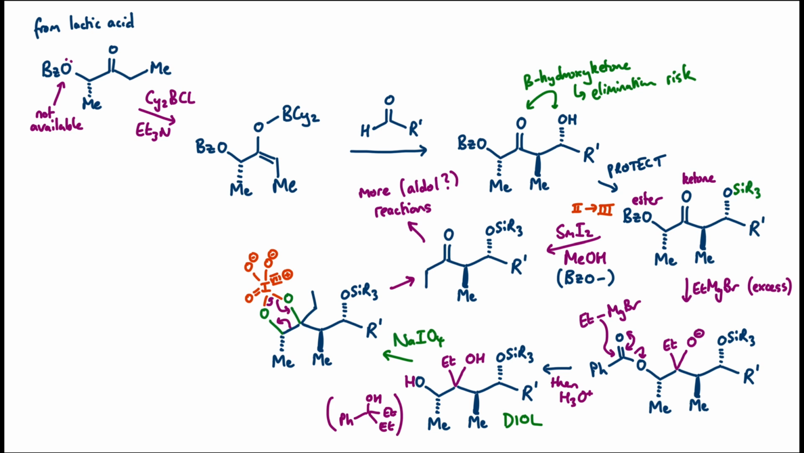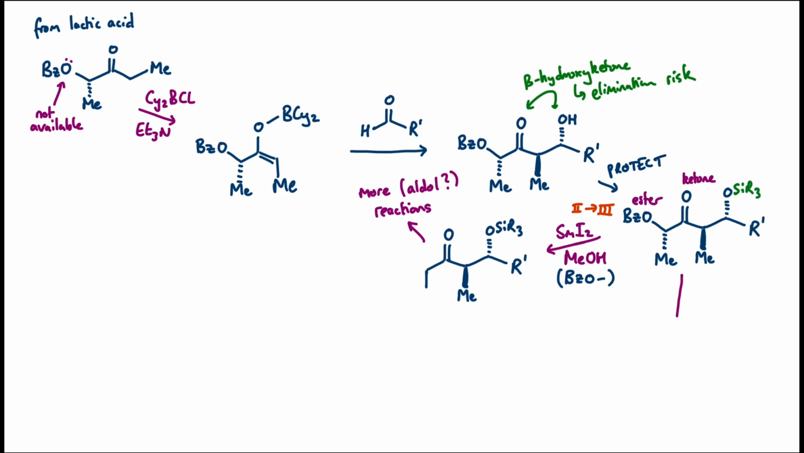So this route could well be better on scale. And note that the other thing we could do here would be we could vary that ethyl group. If we wanted to form a methyl ketone or some other type of ketone, we could just change the Grignard that we're going to use at this stage.